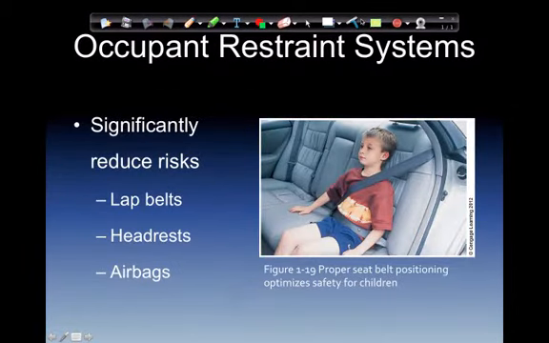Occupant restraint systems significantly reduce risk. Things like lap belts, headrests, and then airbags. Proper seatbelt position optimizes the safety for children, and this is figure 119 in the book. We don't want it to where it will cause them C-spine injury.